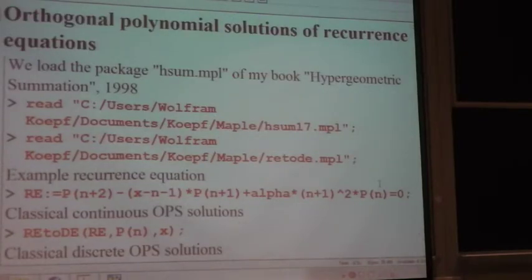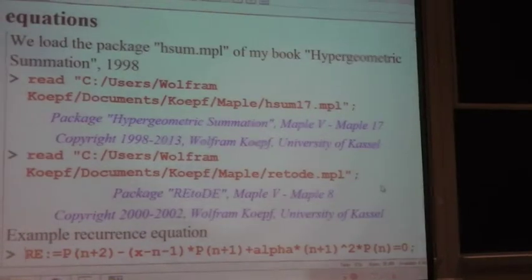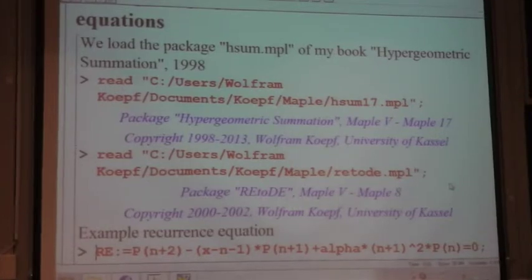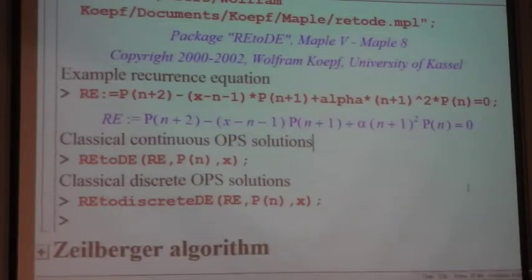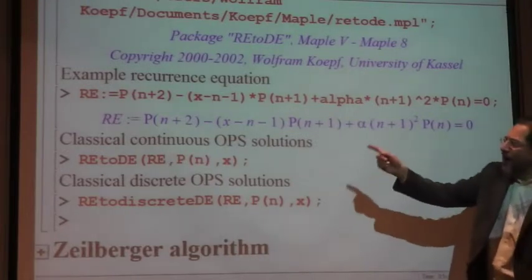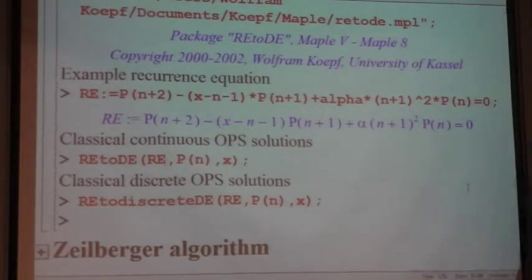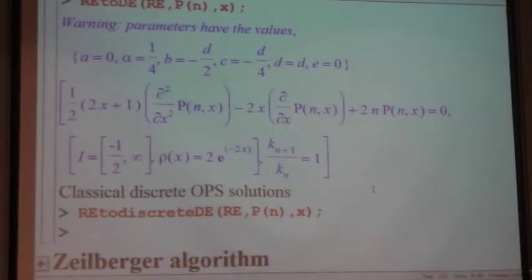So here is the result. I load some packages that we need here. Here is the recurrence equation that we have looked at. And now it is very simple. This is the command REtoDE. We use a recurrence equation and make a differential equation out of it if possible. And this is the classical case. And look for the result. You see that's very simple. It's not a very complicated system.